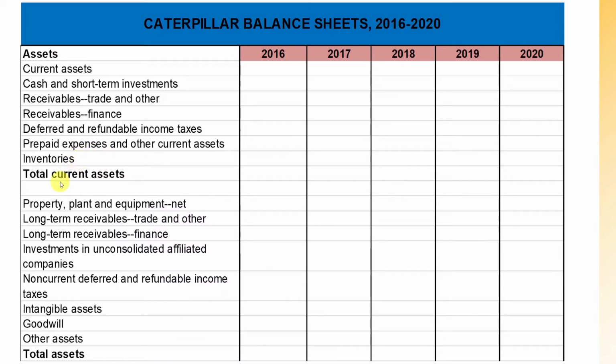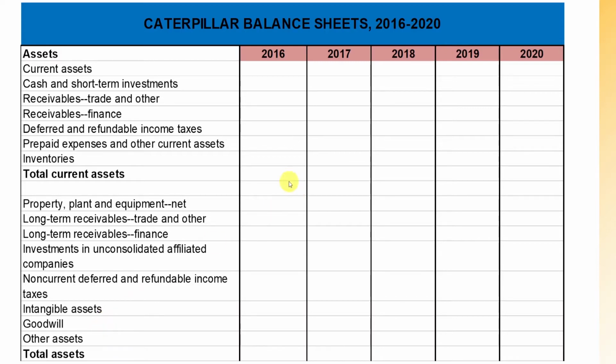In this way, we shall get our total current assets. And once we have our total current assets, we shall go and write our long-term assets such as property, plant and equipment, long-term receivables related to trade nature, and long-term receivables related to finance nature. After that, we shall simply write investment in unconsolidated affiliated companies, and after that, non-current deferred and refundable income taxes, which we will be receiving. After that, intangible assets and goodwill and some other assets.